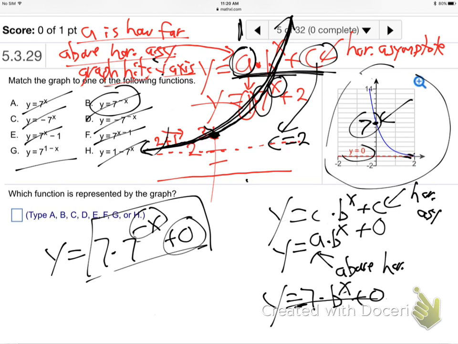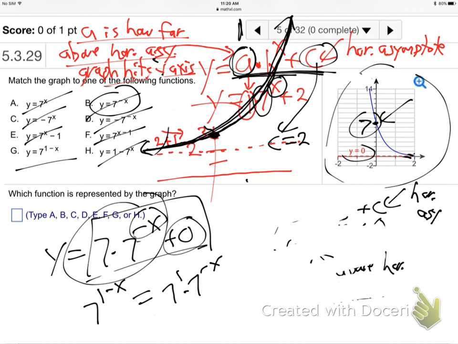Well, think about what they've got. They've got 7 to the 1 minus x. Right? What is that? That's 7 to the 1 times 7 to the minus x. Remember you add powers? Do you remember that? Which is this? Let me explain a little bit. That might not have been enough explanation.